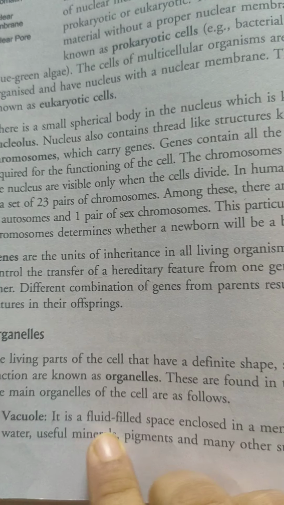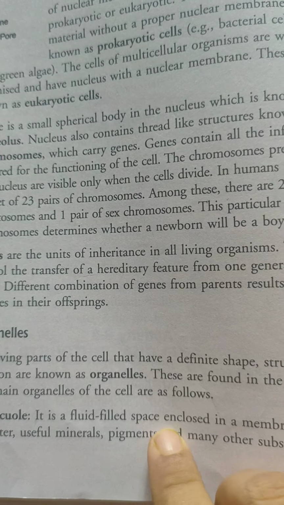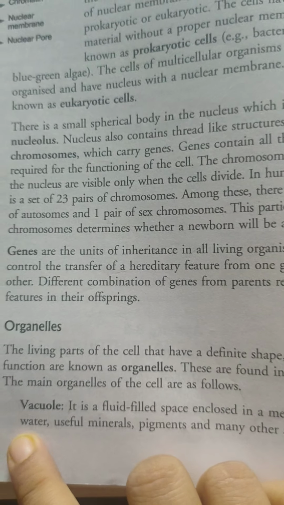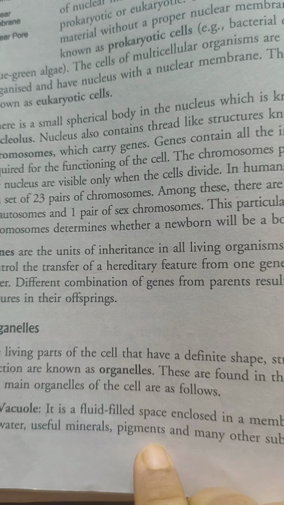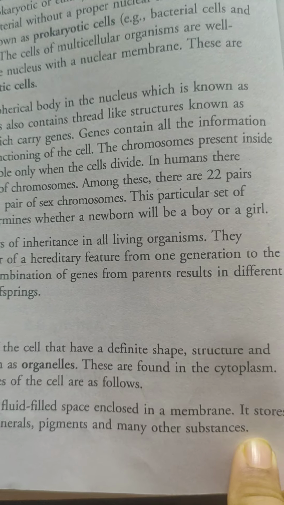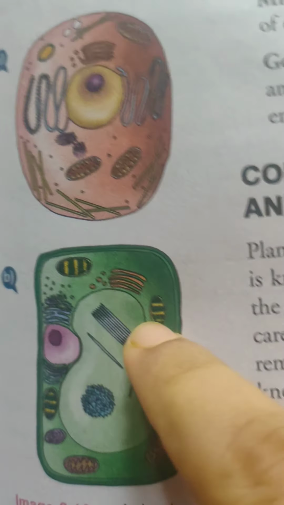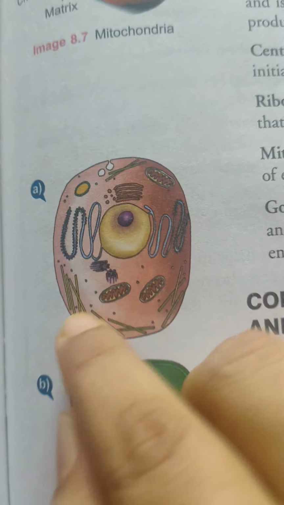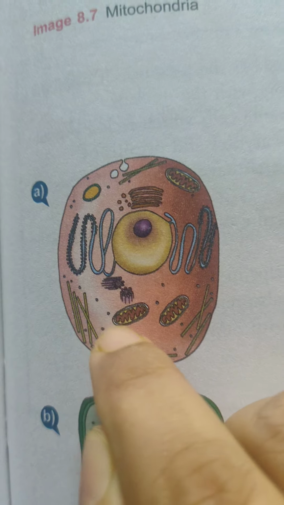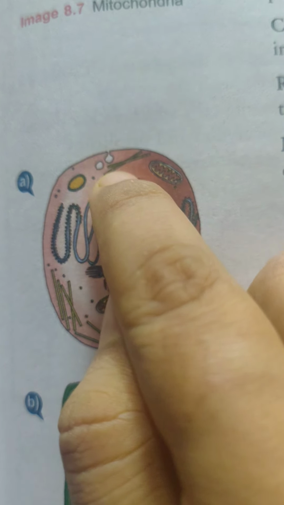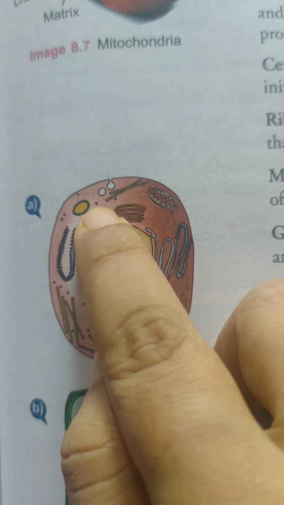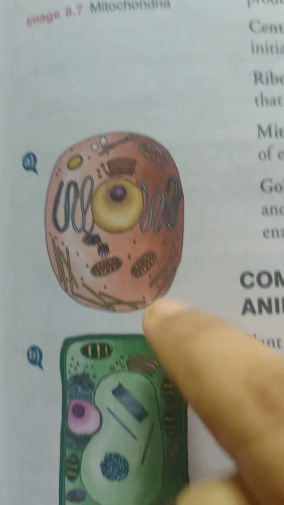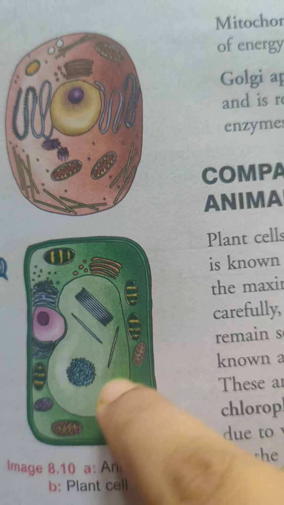First is the vacuole. It is a fluid filled space enclosed in a membrane. It stores water, useful minerals, pigments, and many other substances. What are vacuoles? You see this big thing, this is the vacuole. In the animal cell, these small scattered things are vacuoles. But plants have a large vacuole, you see.